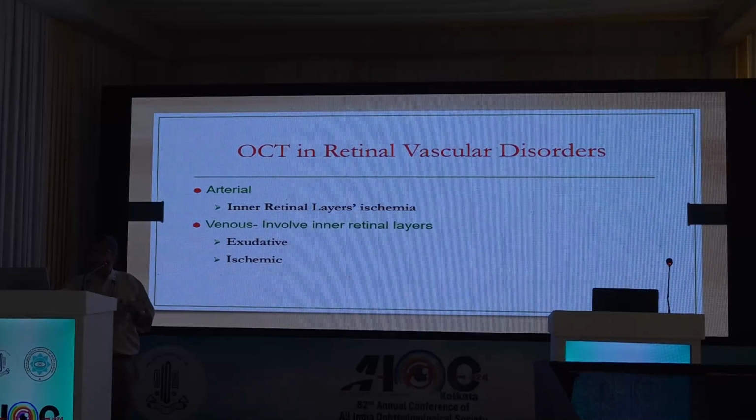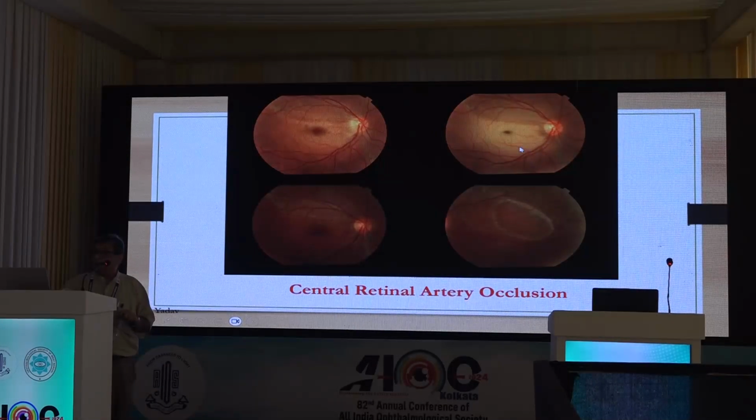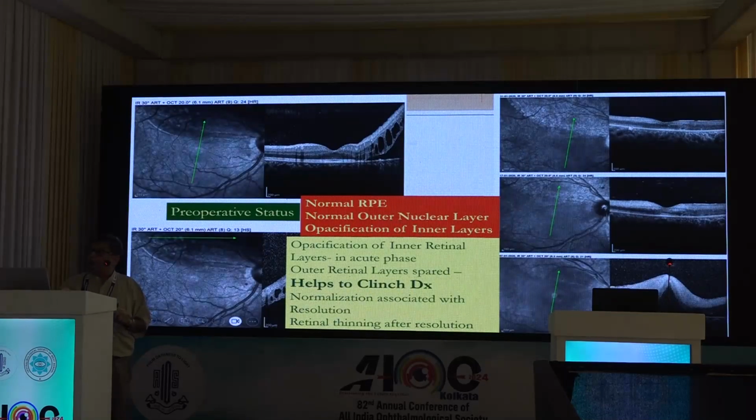Another condition is arterial ischemia or venous ischemia. You see here, there's a CRAO occurring over here. Now let's see what it would look like. This was actually a patient who had a detachment surgery and developed a CRAO after that. Very scary situation. You can see the inner layers become opacified. This is characteristic of inner retinal ischemia, a central retinal artery occlusion.